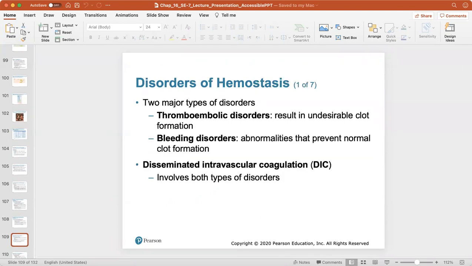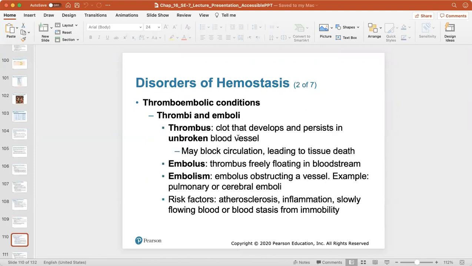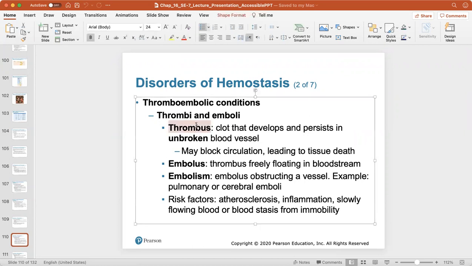There are two major types of disorders. An undesirable clot formation is a thromboembolic disorder. Whenever you see the word thrombo or thrombus, that has to do with a blood clot. And a bleeding disorder is an abnormality that prevents normal clot formation. I'll let you read through those disorders on your own, understanding what a thrombus is. It's a clot that develops and persists in an unbroken blood vessel. An embolus is a thrombus freely floating, and an embolism is an embolus obstructing a blood vessel. So these three terms you should be familiar with.